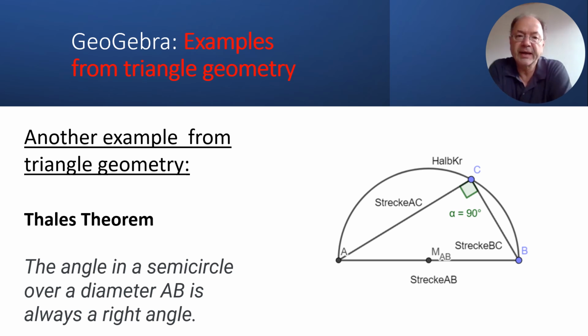I will give another example now from triangle geometry that is about Thales theorem. Thales theorem, recall, says that if you have a semicircle about a diameter, then every angle up here is a right angle. So always 90 degrees, whatever point C I pick on that semicircle.